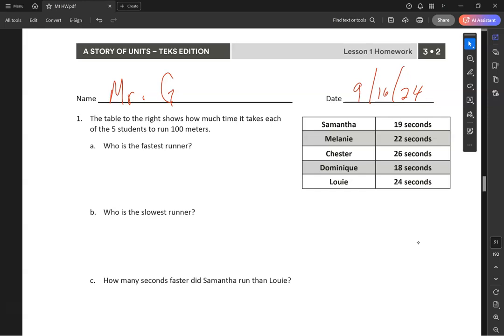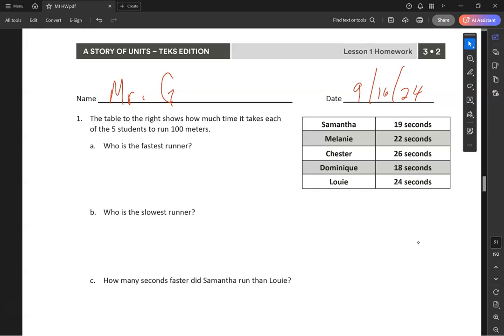The table to the right shows how much time it takes each of the five students to run 100 meters. Who is the fastest? What I would do here is, we know in time it's different. In time, the bigger number is what took the most. The smaller number is what was the fastest. So I'm going to number these in order, from the fastest to the slowest.